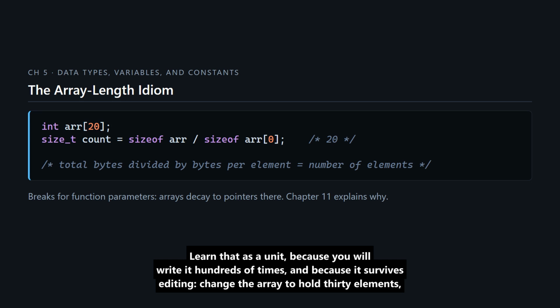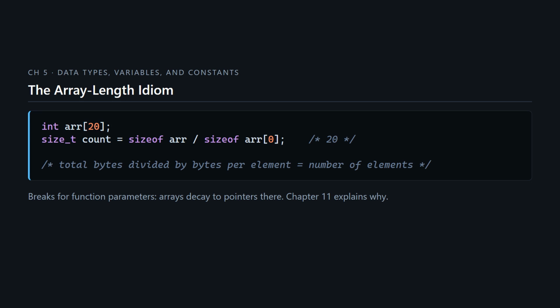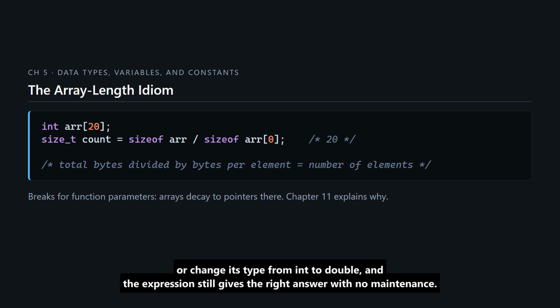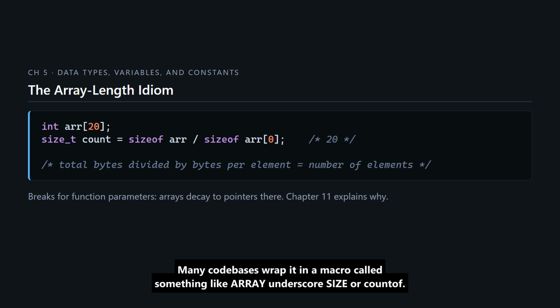Learn that as a unit, because you will write it hundreds of times, and because it survives editing. Change the array to hold 30 elements, or change its type from int to double, and the expression still gives the right answer with no maintenance. Many codebases wrap it in a macro called something like ARRAY_SIZE or COUNT.